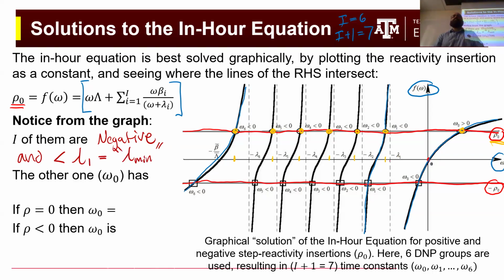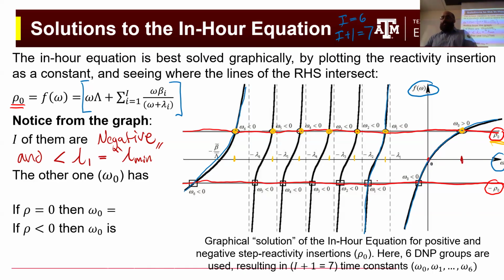Because lambda 1 is the smallest of all of my time constants. It's like the algebraically smallest time constant. So notice I of them are negative and less than that minimum lambda. And then we have this other one over here, omega 0. And this time constant is positive.